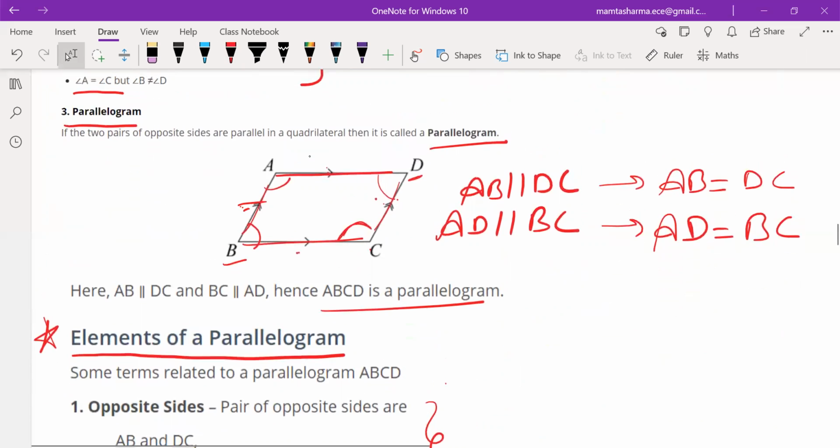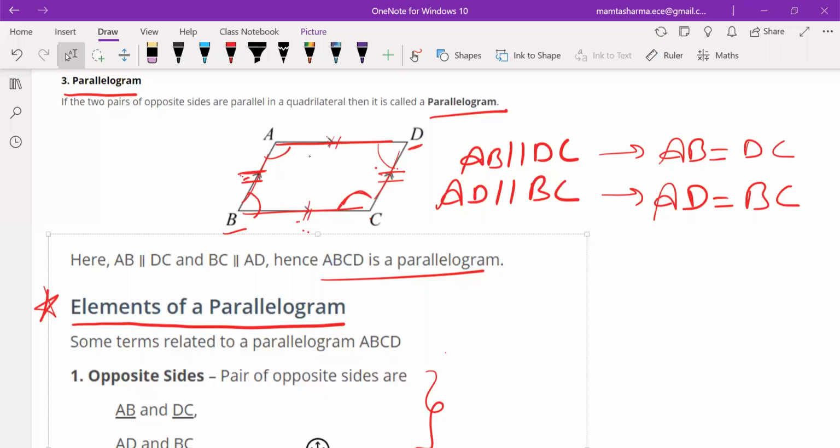After that, we discussed the parallelogram. In a parallelogram, two pairs of opposite sides are parallel. One pair is this one. They are opposite sides and they are parallel. The second pair is this one. They are opposite sides and they are parallel. AD is parallel to BC and AB is parallel to DC. And their lengths are also equal.